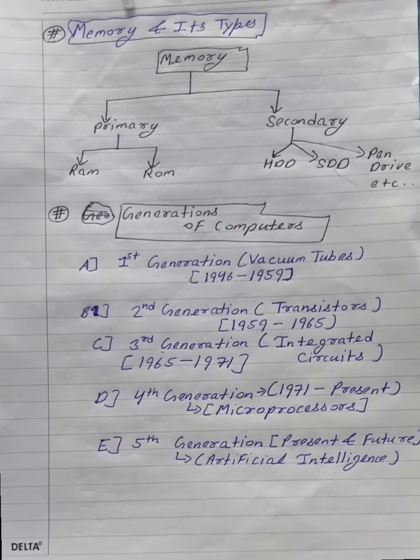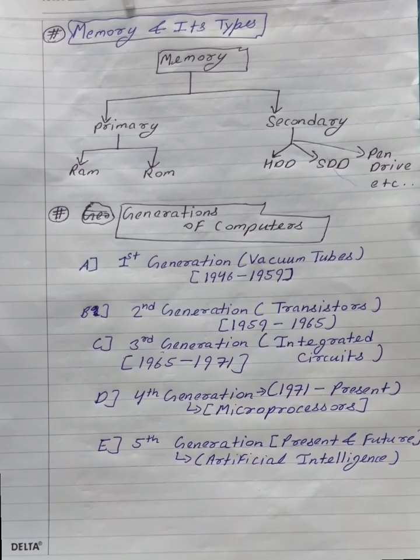Now let's talk about its examples, such as HDD, SSD, pen drive, etc. HDD stores a large amount of data using magnetic technology, and SSD stores data using flash memory and provides faster access as compared to HDD. If we talk about pen drive, it is a portable storage device which is used to transfer files. There are other examples of secondary storage like memory card, compact disc, digital versatile disk, etc.